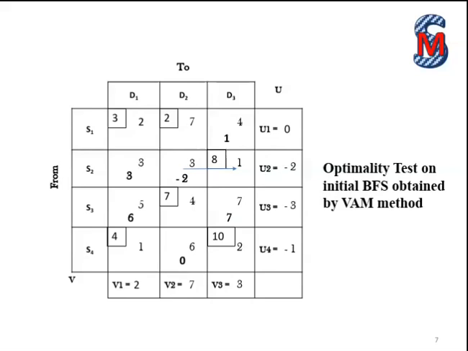Now we can move downwards to S4D3 allotted cell at cost 2. Then we can move towards left to S4D1 allotted cell with cost 1. Then we can move upwards to S1D1 allotted cell with cost 2. Then towards right S1D2 cell with cost 7. And then back to the same cell with negative Dij. That is how we have created the closed loop.